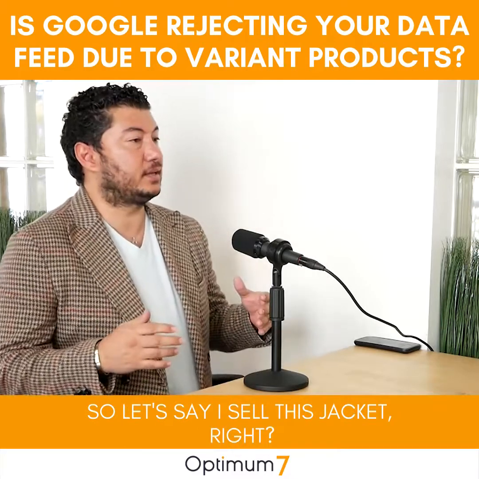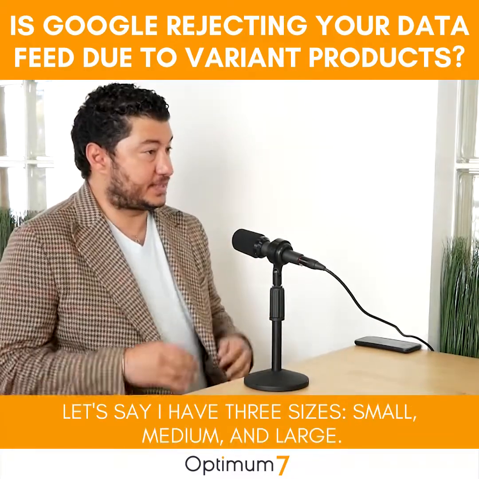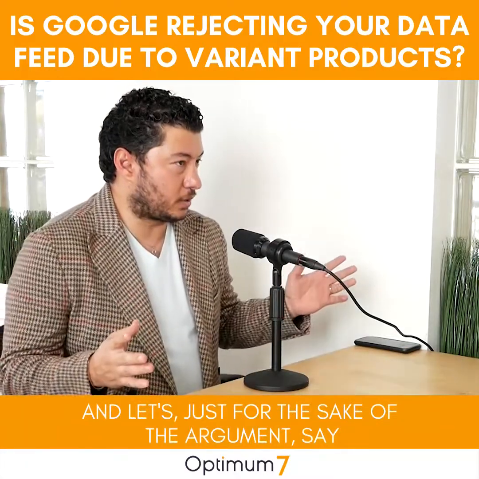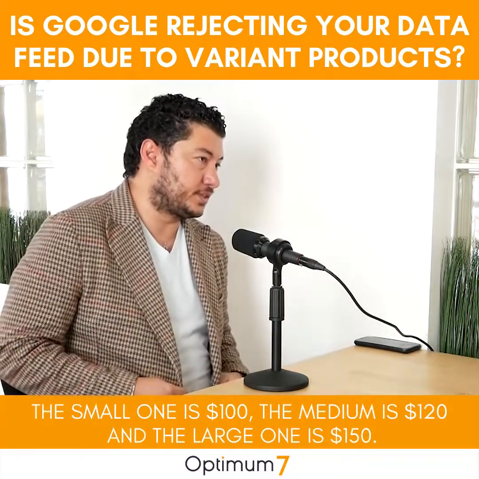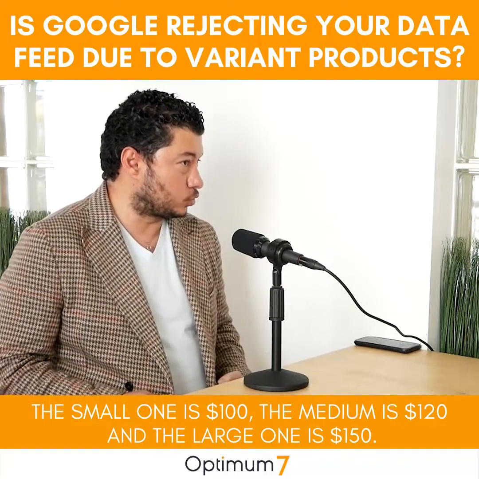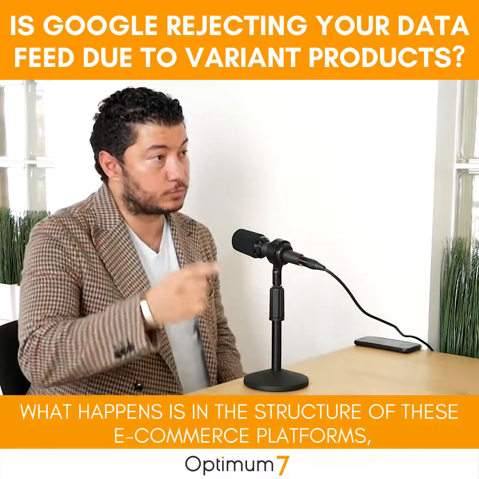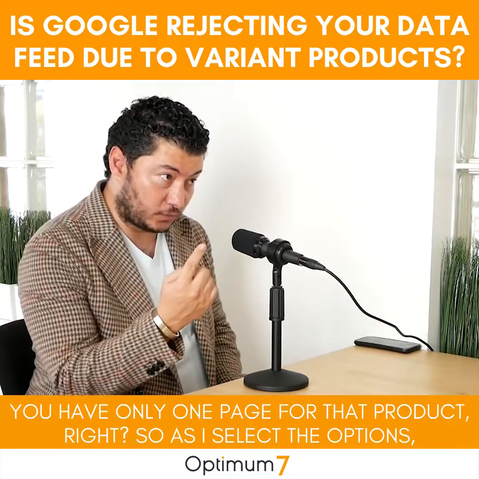So let's say I sell this jacket, right? Let's say I have 3 sizes, small, medium, and large. And let's just, for the sake of the argument, say the small one is $100, the medium is $120, and the larger one is $150. What happens is, in the structure of these e-commerce platforms, you have only one page for that product, right?